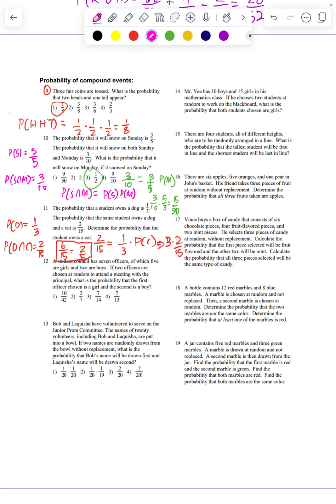A student council has 7 officers, of which 5 are girls and 2 are boys. All right, so n equals 7. I'm going to write this down: n equals 7. And 2 officers are chosen at random to attend a meeting with the principal.